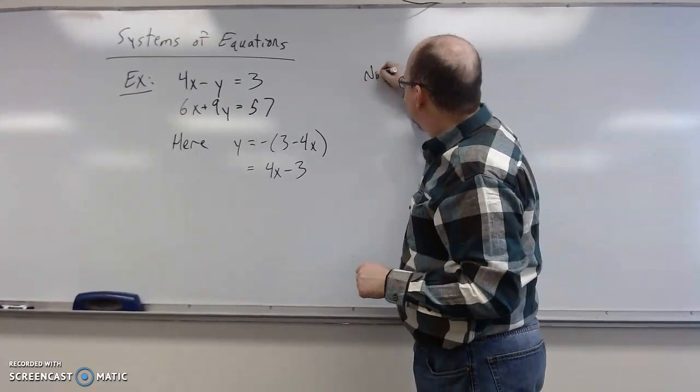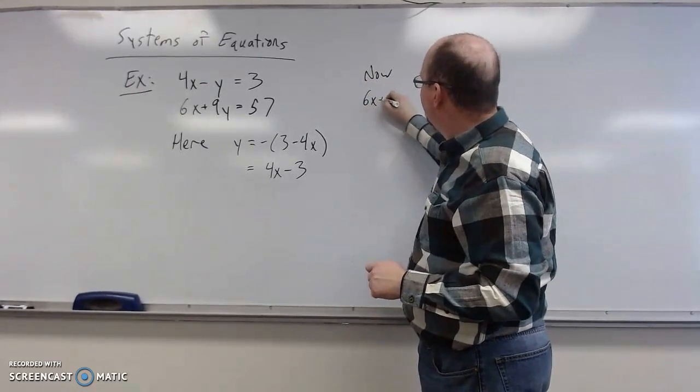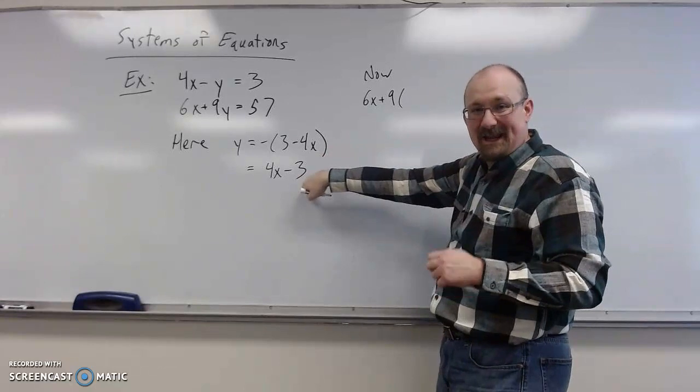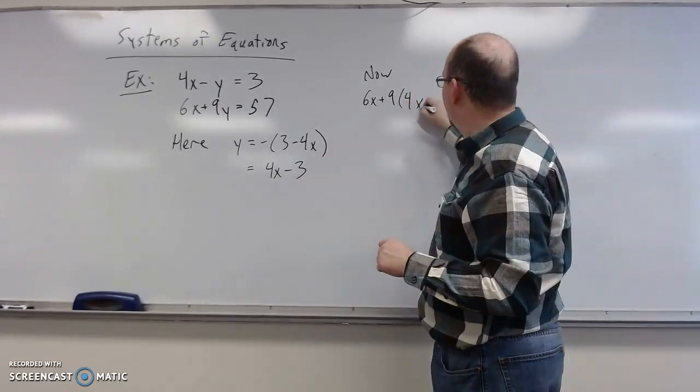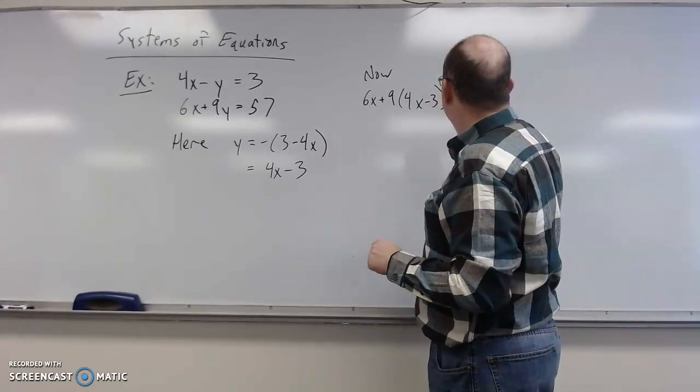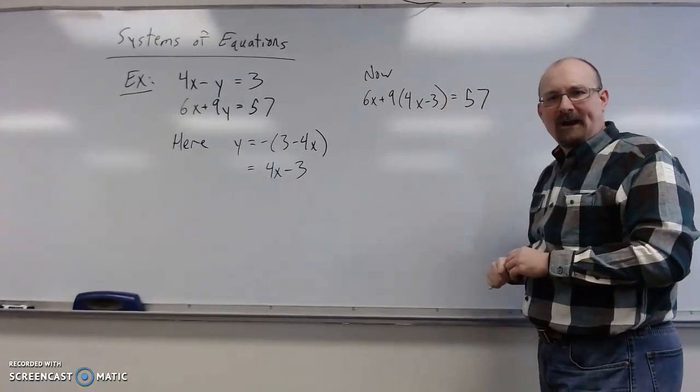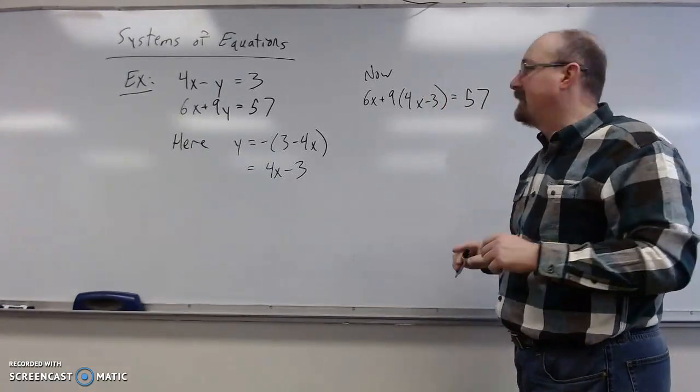All right, so we'll have 6x plus 9 times this thing. We're feeding that in for y, so we have 6x plus 9 times (4x minus 3) equals 57. Got to step over a bit so I'm not blocking what I just wrote.